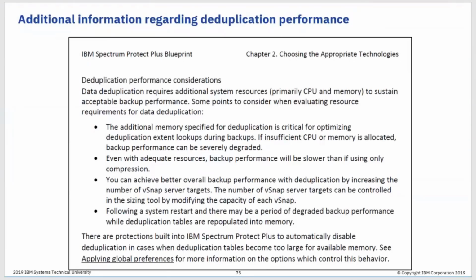Here in the new version of the blueprint as well as the sizer, we've tried to steer the results to that outcome. Reducing the default size for the vSnap is a way to have the result be that you're going to end up with more vSnaps.